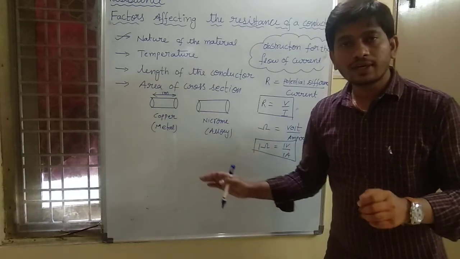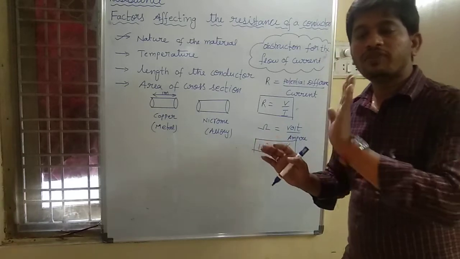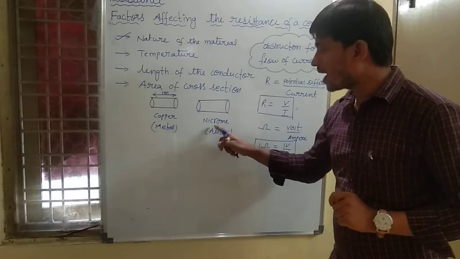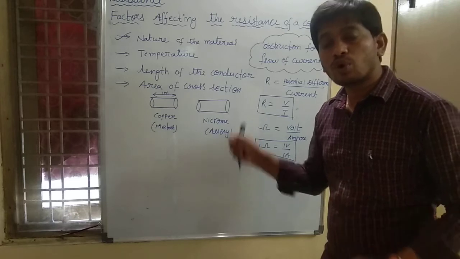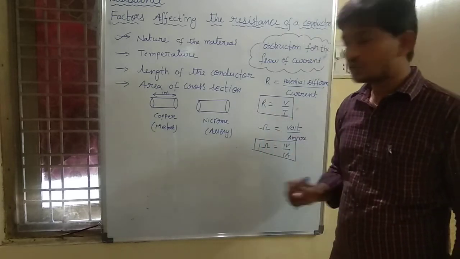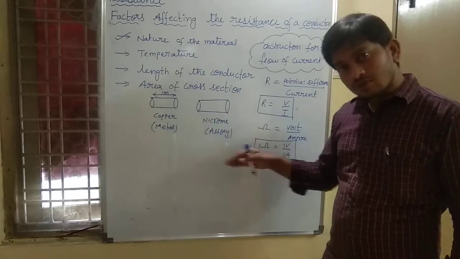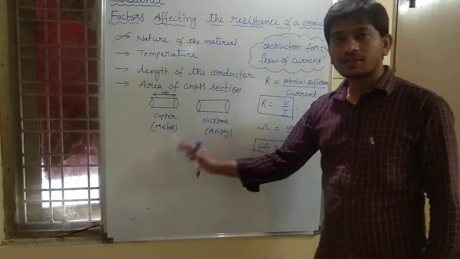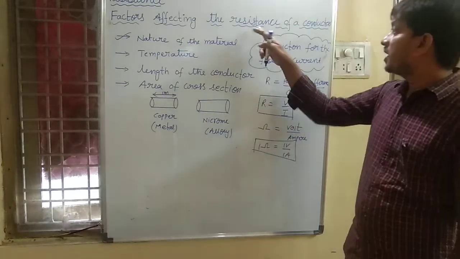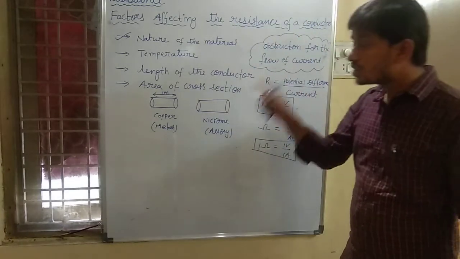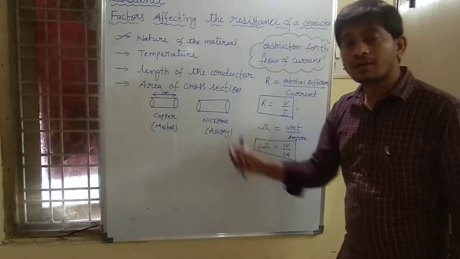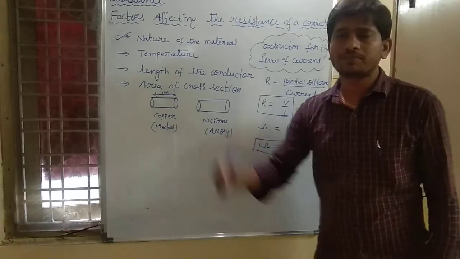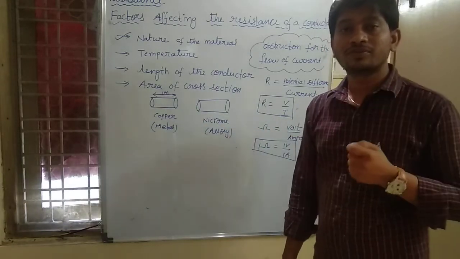As we know that resistance will oppose the flow of current. So nichrome has more resistance. More resistance means less current. So nichrome has 60 times more resistance than copper wire. From this we understood that resistance of a conductor depends upon the nature of the material, whether it is made up of copper or nichrome or whatever the material.